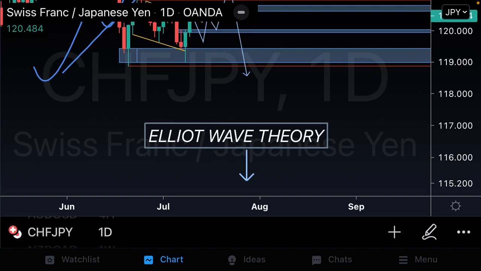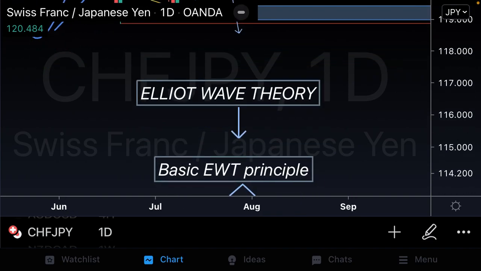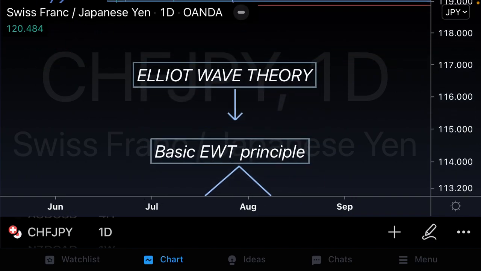And we're only touching on the beginning of the Elliott wave theory. This is just an introduction. We are going to have follow-up videos going much deeper into this theory because it's so extensive and such a beautiful theory to look into. Now let's get into it, guys. So we're going to get into the basic Elliott wave principle.